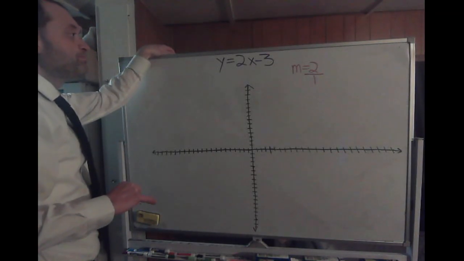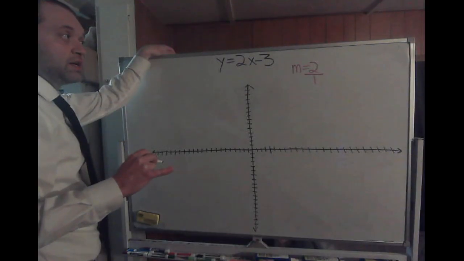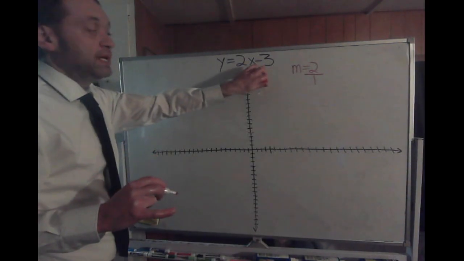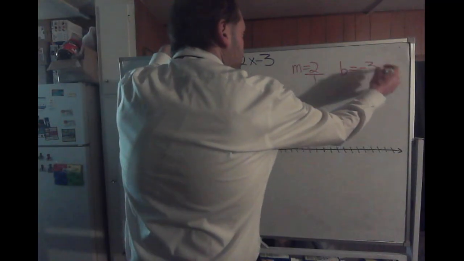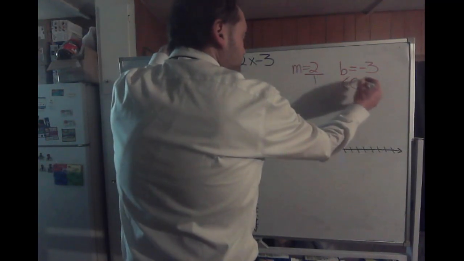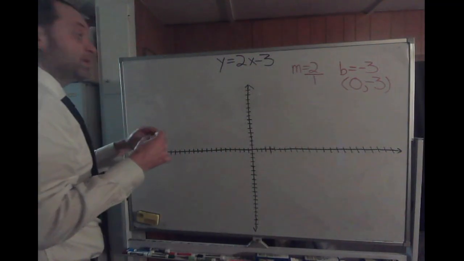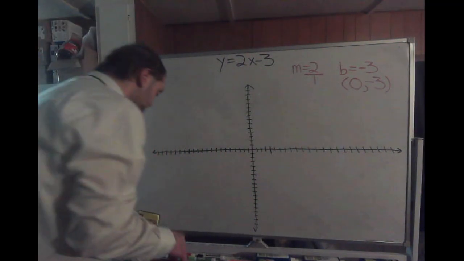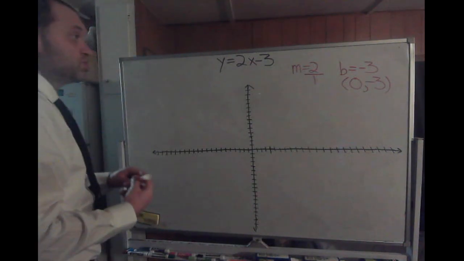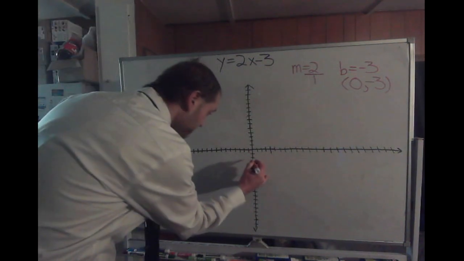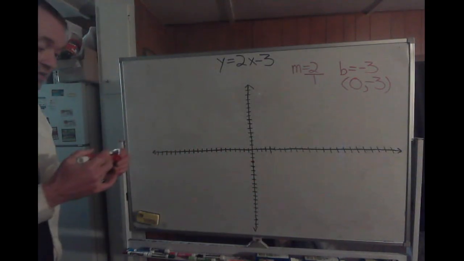Now, what would be the y-intercept? The y-intercept would be negative 3. So b equals negative 3, so your y-intercept would be at 0, negative 3. So you have your slope, you have your y-intercept. So let's plot the y-intercept here, which is at 0, negative 3. Okay, so we've plotted the y-intercept.